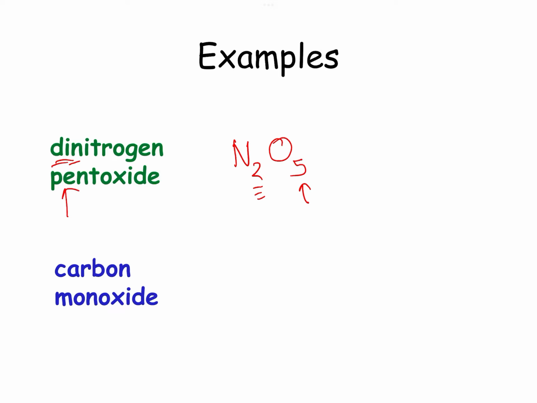Carbon monoxide, this is a common one. So 1 carbon, since there's no prefix before it. Mono, meaning 1, so monoxide, CO. So that's carbon monoxide, that toxic gas. Carbon dioxide would be CO2, 2 oxygens.